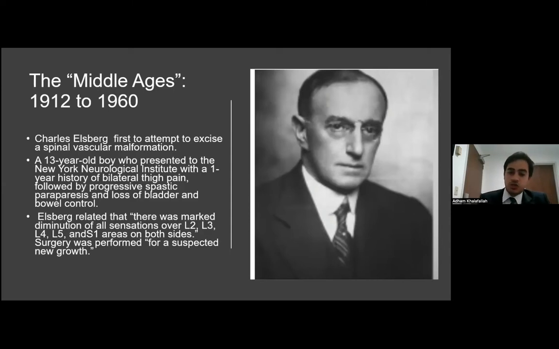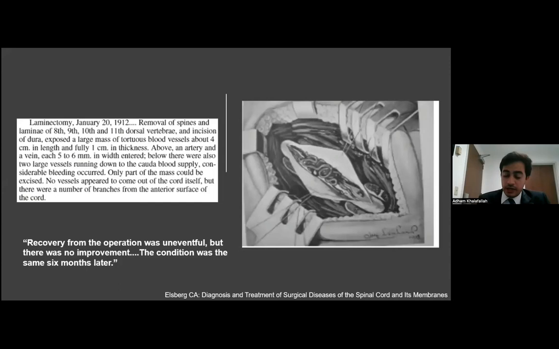And Elsberg describes in his writings the surgery and what he noted. As you can see here, this is the illustration with this case. He describes the vessels as tortuous and about 4 centimeters in length, 1 centimeter in thickness, which we would eventually find out should have been described as a juvenile AVM more than anything. They tried this surgery to take out the vessels, but there was no improvement in the patient. And as we're going to describe later, that should not have been the surgical procedure done at that time.